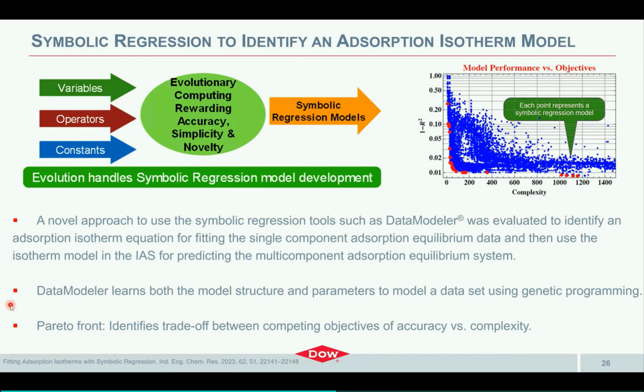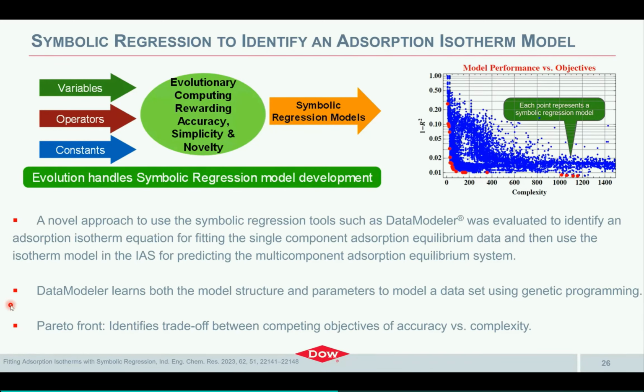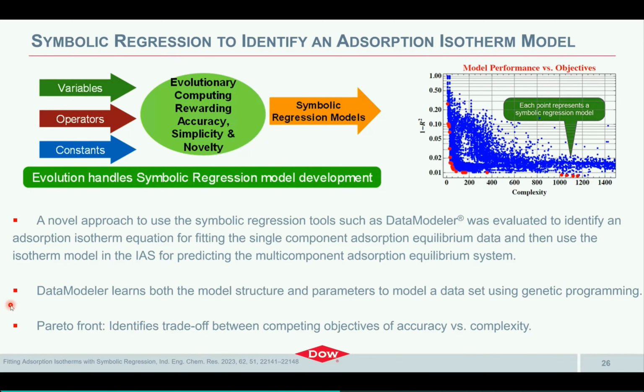We also evaluated a novel approach to use symbolic regression tools such as Data Modeler to fit single component equilibrium data, and then use the isotherm model in the IAS inside gPROMS for predicting multi-component adsorption equilibrium system. So Data Modeler learns both the model structure and parameters to model a data set using genetic programming.